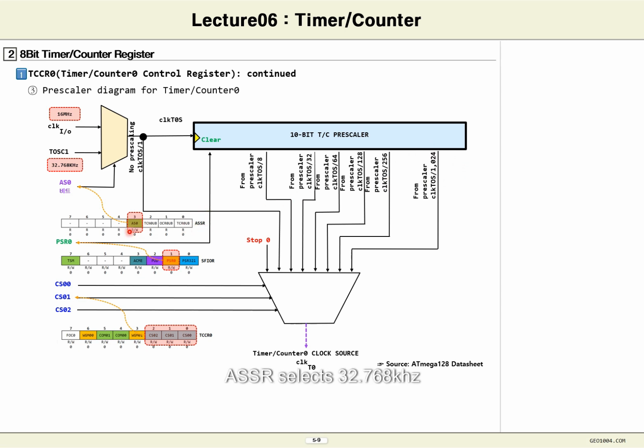ASSR selects 32.768 kHz by writing 1 to the AS0 bit. Please know that in order to change this division ratio, you must write 1 to the PSR0 bit, and then change the division ratio. We will take a closer look at the special function I/O registers.